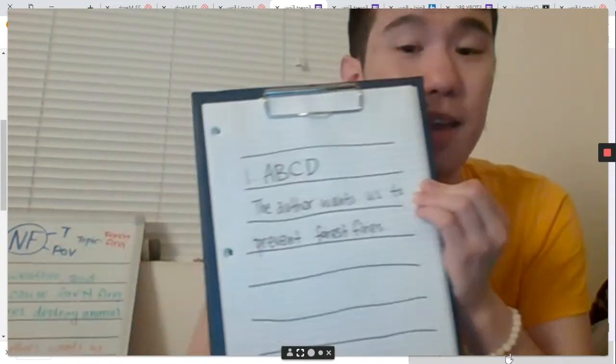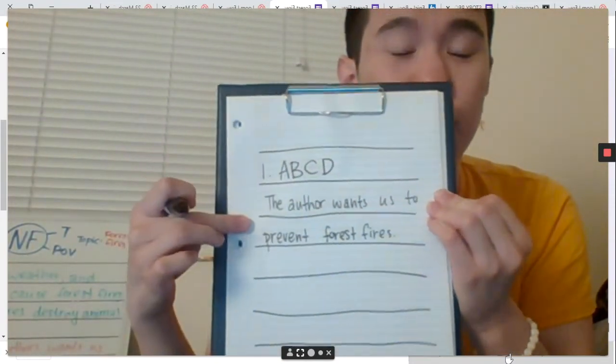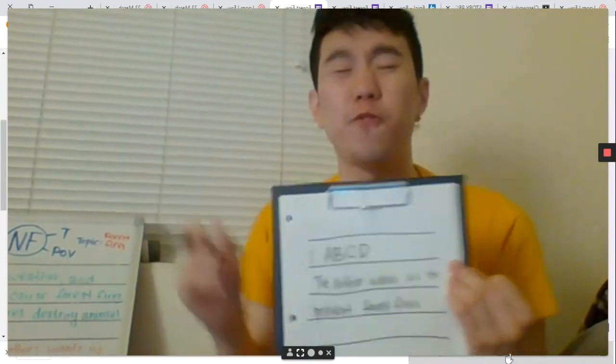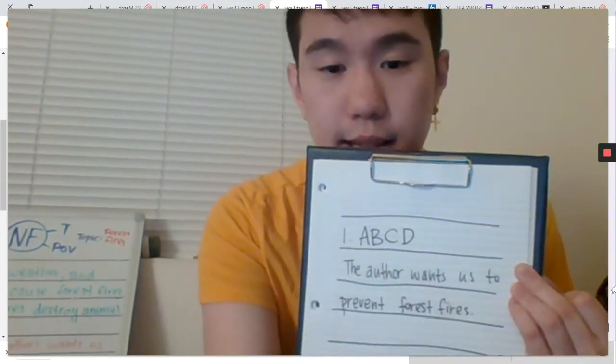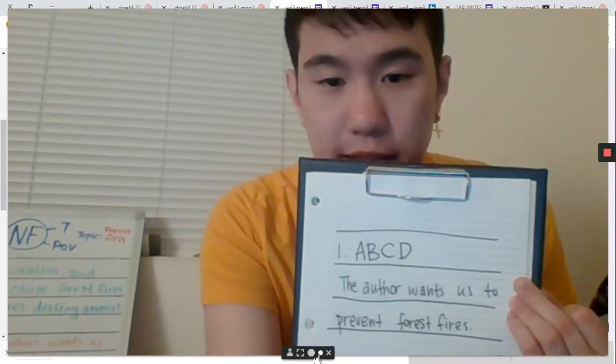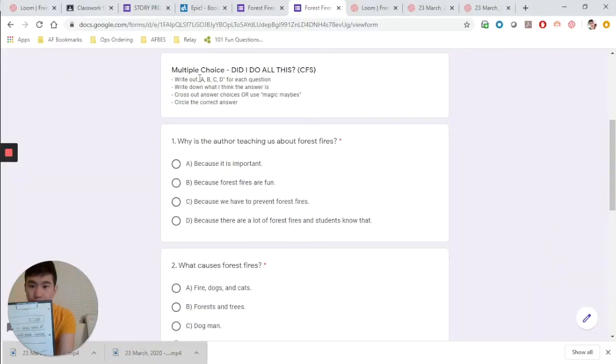We wrote down A, B, C, D, and then we wrote down our thinking before we read the answer choices. Let's take a quick look to see if we got that right. Did I write down A, B, C, D? I did. And did I write down what I think the answer is?